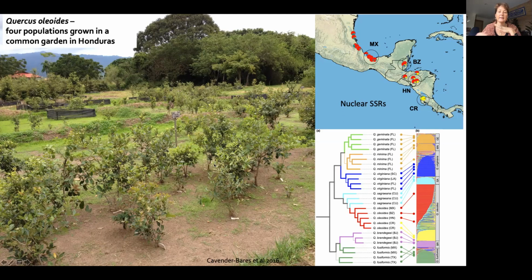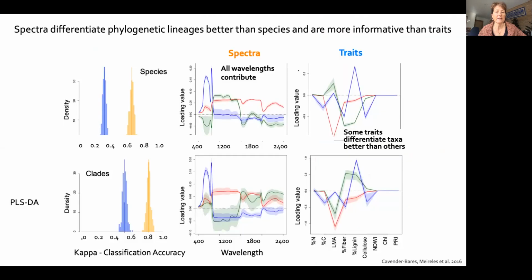We'll start by talking about an experiment that we did with one species. This is in Central America. This is a common garden of different genotypes of Quercus live oak species in Honduras. And this was part of a longer study looking at the phylogeographic patterns and genomic variation in this species. But we wanted to see if we could use spectra to differentiate genotypes. And so we measured leaf level spectra in this experiment.